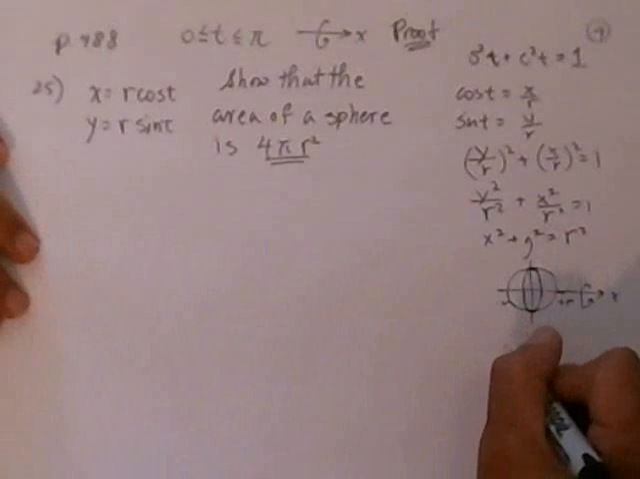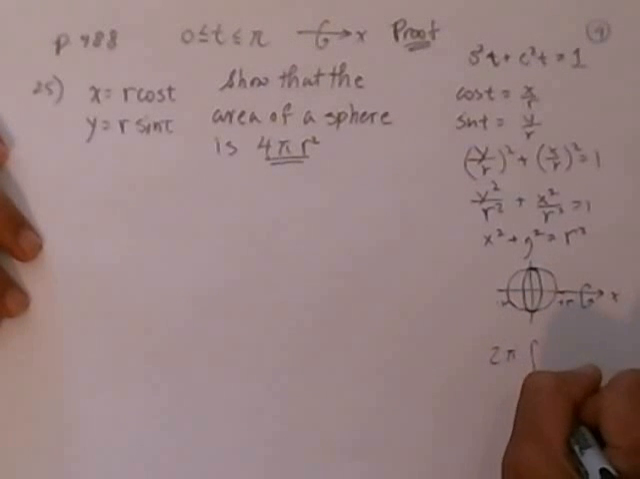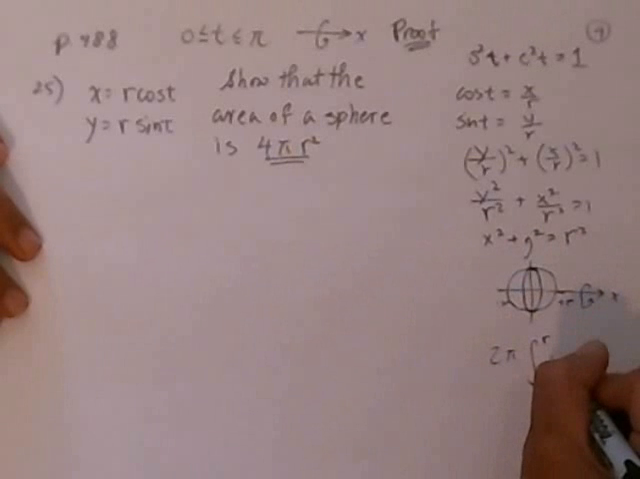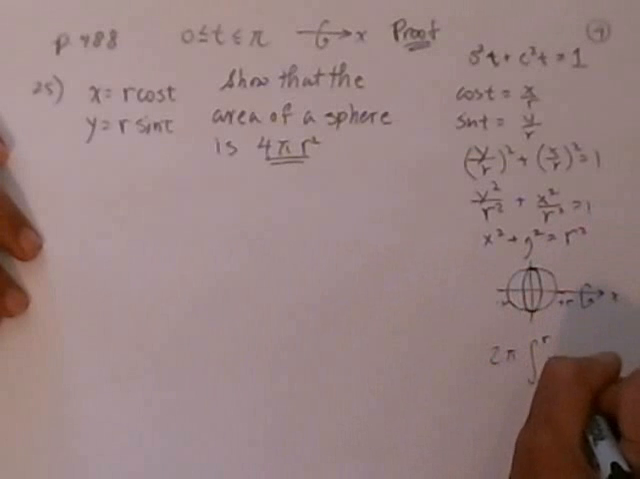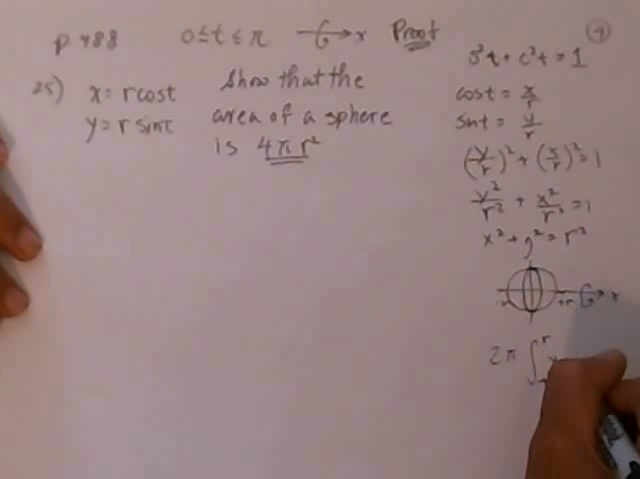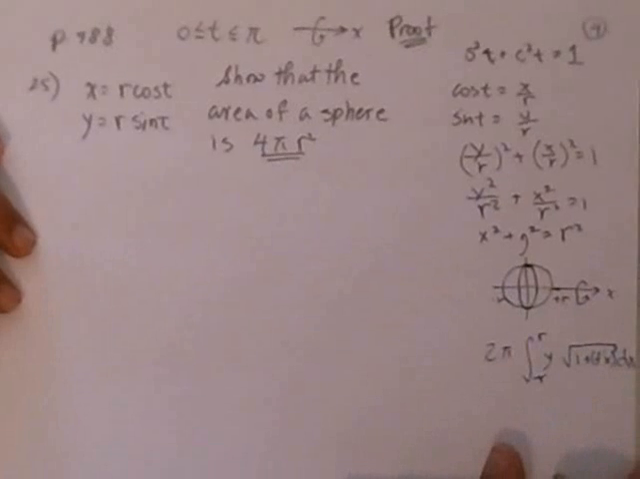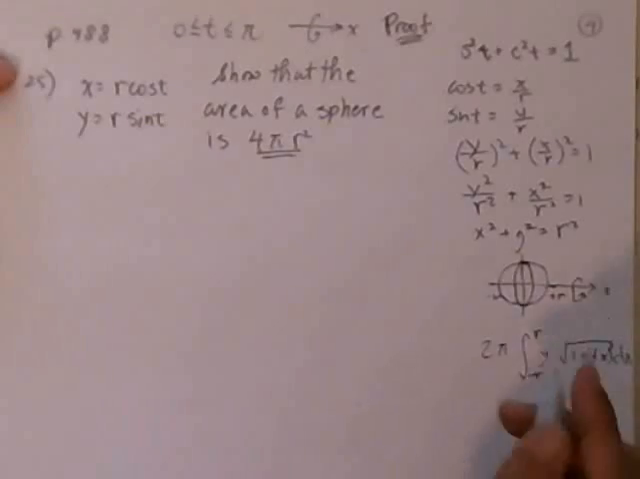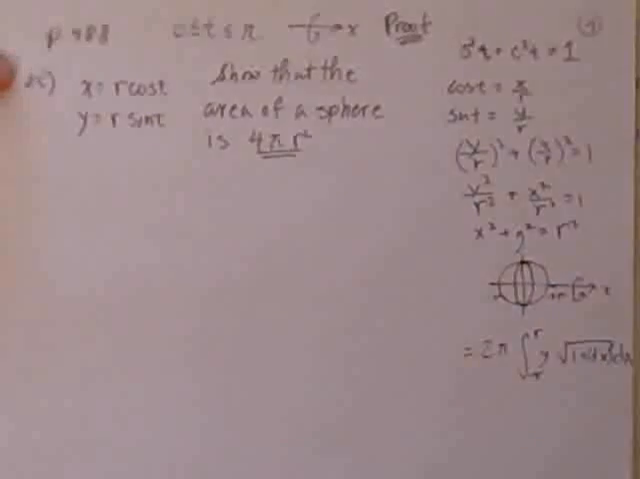The surface area formula is going to be 2 pi integral from negative r to r of the y times the square root of 1 plus f prime of x squared dx. I hope you can see that. I'm going to move it just a little bit for you guys. So that's what we're trying to find, and hopefully it'll come out to be 4 pi r squared.